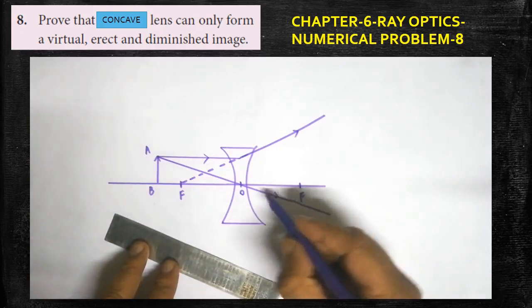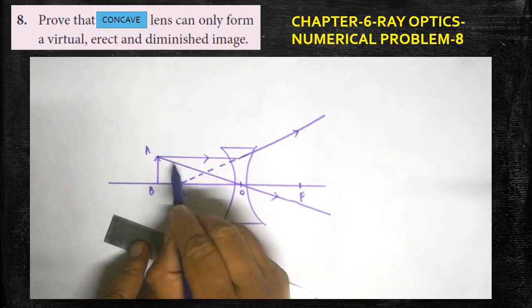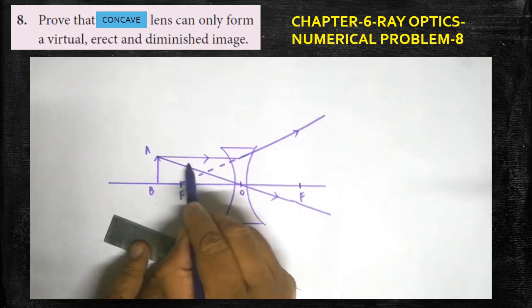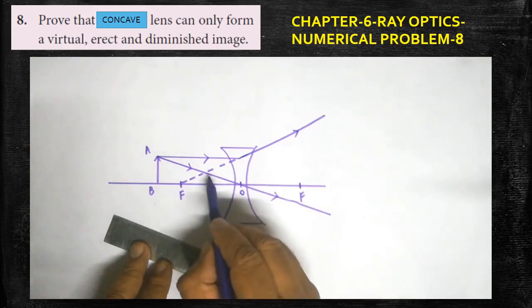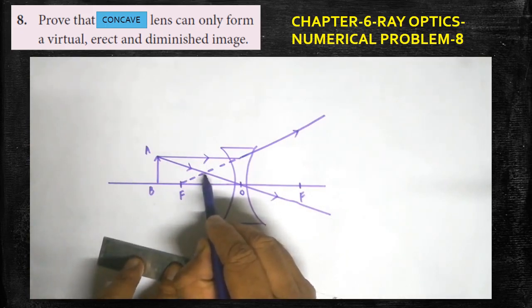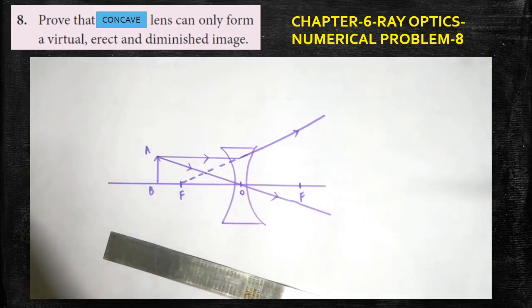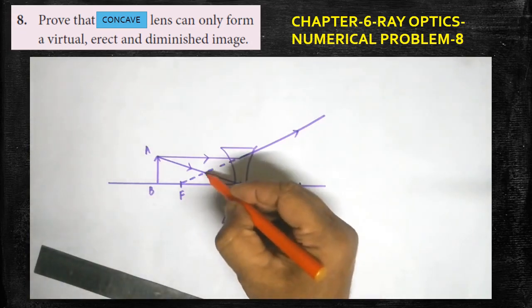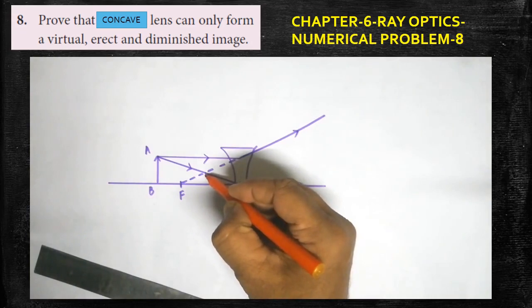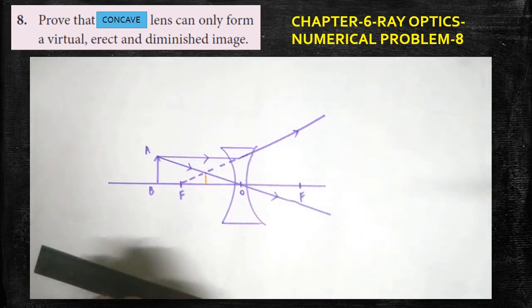Are you clear? Now there are 2 rays: ray number 1 deviates like this, and ray number 2 travels through the optic center without any deviation. Here one intersecting point is there, make a note. At that point we have to mark the image. How to mark the image? Look at that. Here we have to draw the image by a dotted line. Now we have to mark the image by the dotted line.